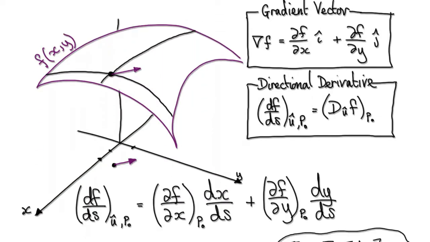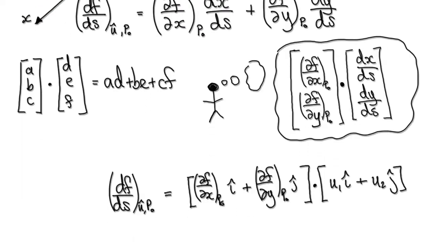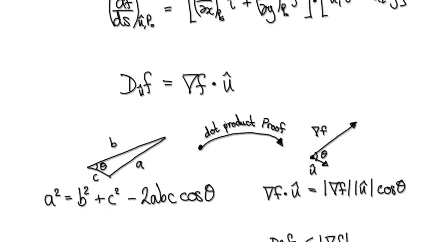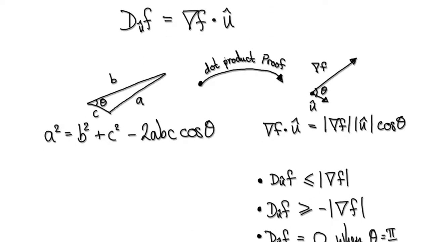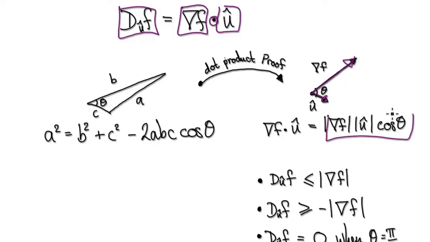Following on from our previous video, we got to this stage here where the directional derivative is given by the dot product of our gradient vector and our unit vector. So our gradient vector and our unit vector have this kind of relationship.